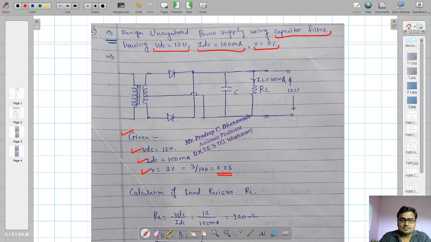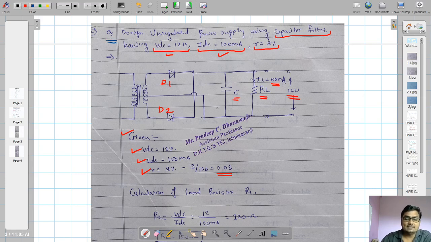So I have drawn a circuit diagram. This is diode D1 and this is diode D2. This is the capacitor in parallel with the load resistor. The value of load current is given, that is 100 milliampere. The output voltage VDC is 12 volt. I am showing everything in the circuit diagram. Whatever given data is there, let me show it in the diagram: 100 milliampere and 12 volt, IDC and VDC. Then the ripple factor I can show in the diagram as well. So those are the given things.